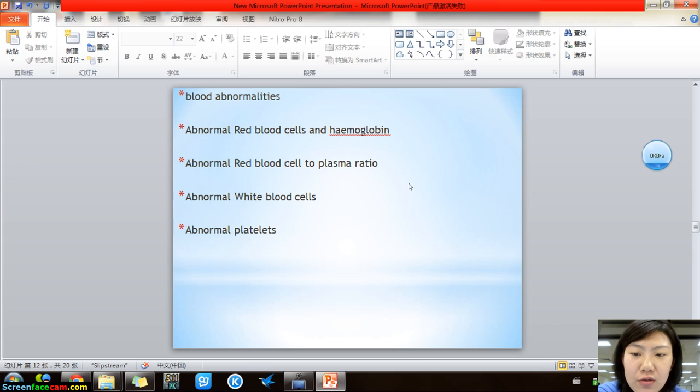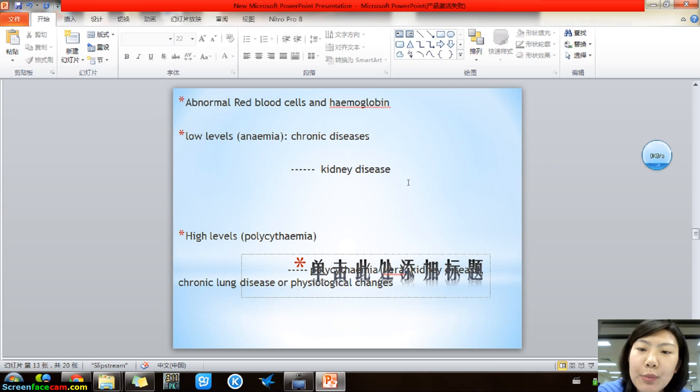FBC is important for patients, not only for diagnosing the condition of the blood, but it can also indicate the presence of disease in the organs. The next one is abnormal red blood cells and hemoglobin, which is anemia, might indicate there is insufficient iron in the diet, or some chronic disease. In contrast, a high level of red blood cells and hemoglobin can be caused by chronic lung disease or physiological changes depending on living at high altitude.